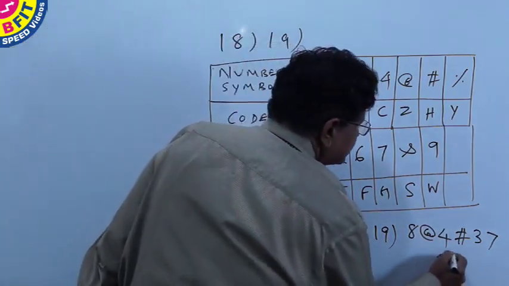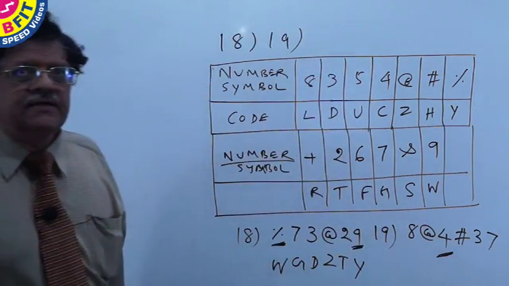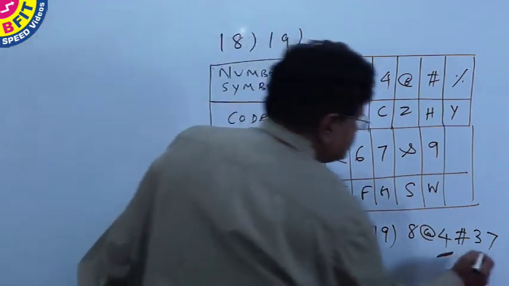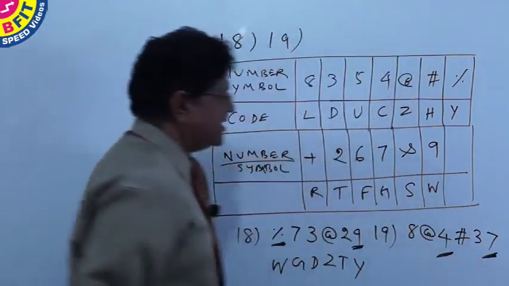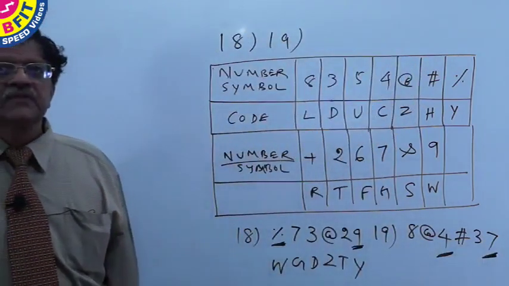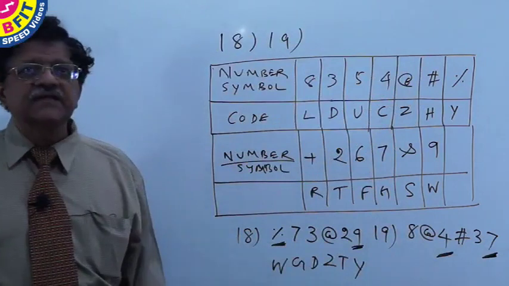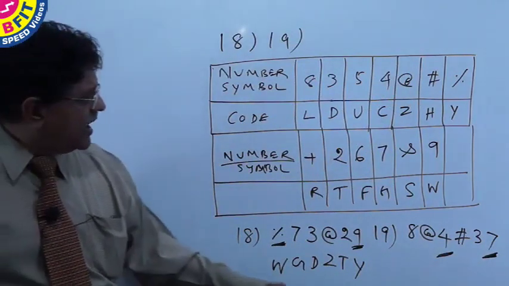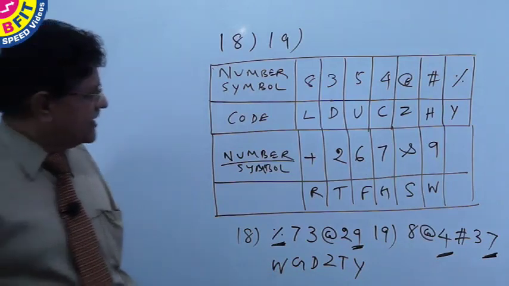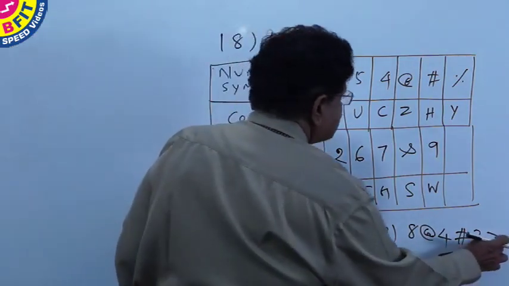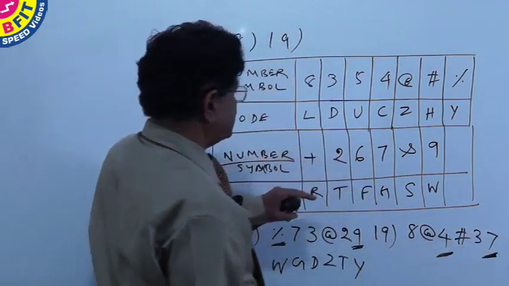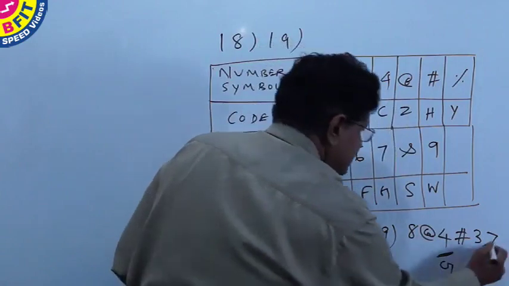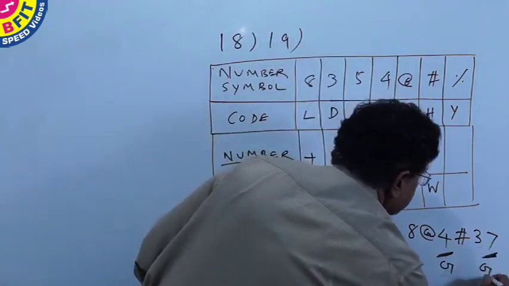The third element is an even number and the last element is an odd number. If this is the condition, then how is it to be coded? Then the even number is to be coded as the code for the odd number. The even number here is 4, it should be coded as 7. So what is the code for 7? 7 is G. And 4 is to be coded as G.